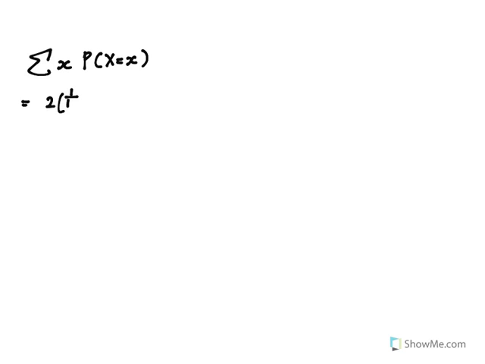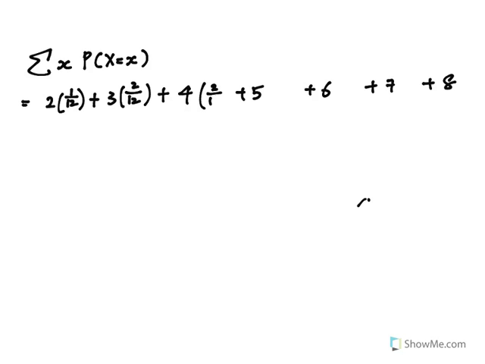This is 2 times 1 over 12 plus 3 with its probability, which is 2 over 12. Okay, you can put together 4, 5, 6, 7 and 8, and with its attached probability, it will be 2 over 12.